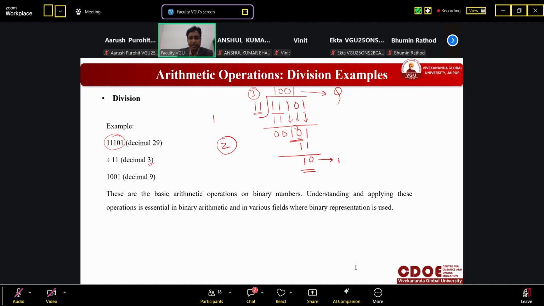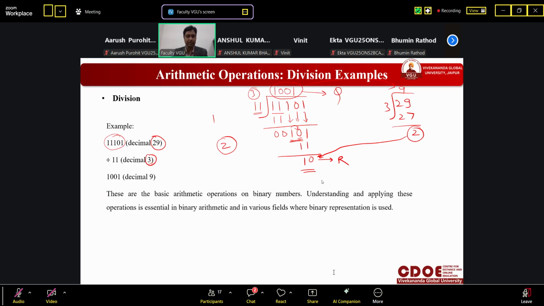This is the remainder. So it is actually 29 divided by 3. If you do decimal division, 3 nines are 27. The remainder is 2, so this 2 is 1 0. This is the remainder. 1 0 1 1 is 9. And we can verify the answer. Understood? Understood how we have done the division?